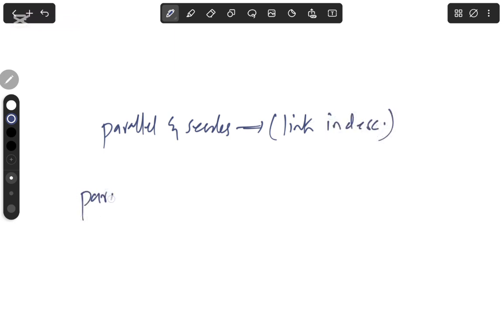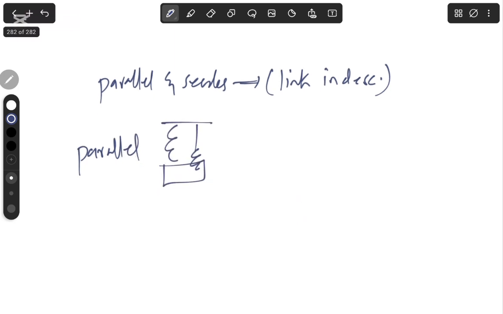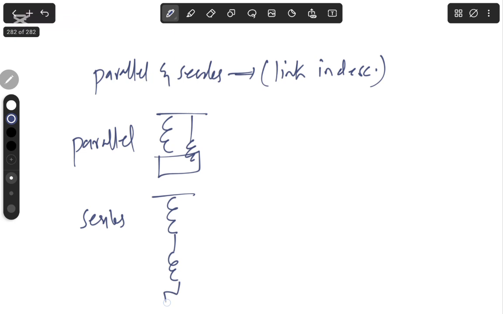When your springs are in parallel, when they look something like this, if you don't understand this, I recommend you watch the video. It's just a few minutes. And when these springs are in series, your K total will be equal to K1 plus K2.